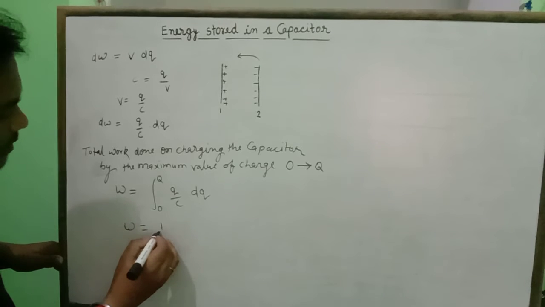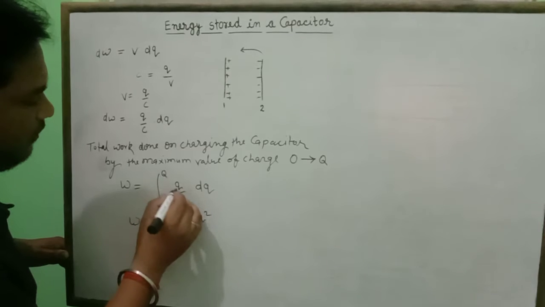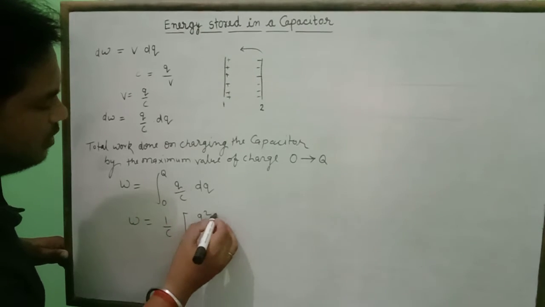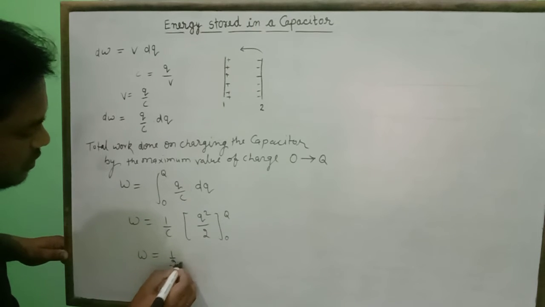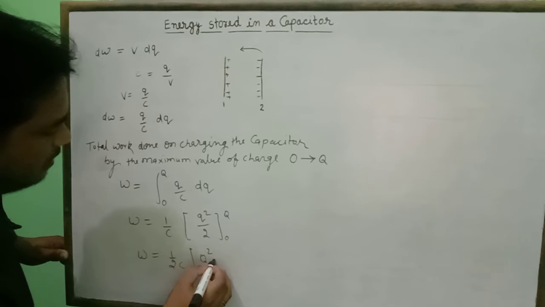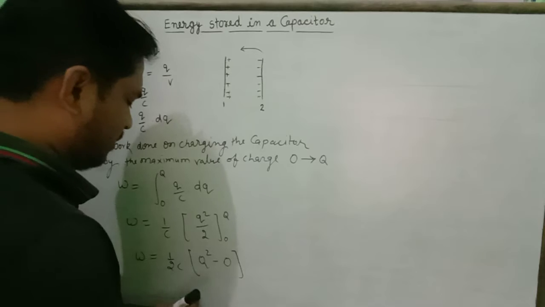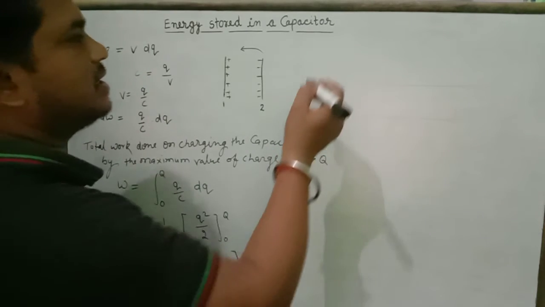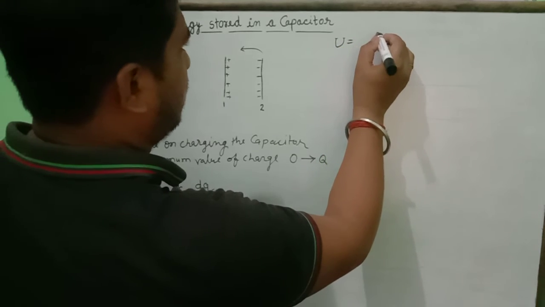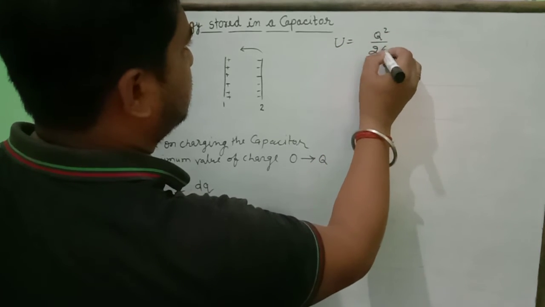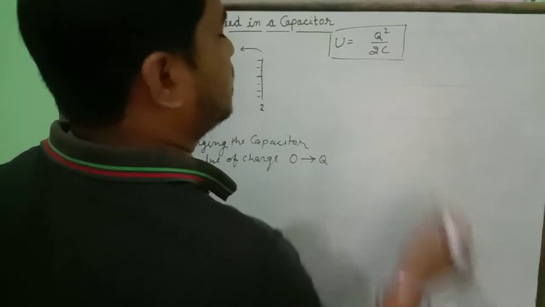So W is equal to 1 upon C and the integration of Q is Q square upon 2, with limits 0 to Q. So W is equal to 1 upon 2C times the bracket of upper limit minus lower limit. It means this work done is stored as energy. So the energy is Q square upon 2C. This is the energy in terms of charge.